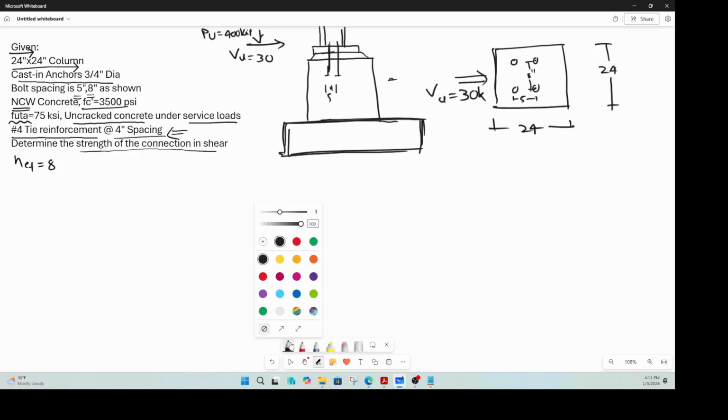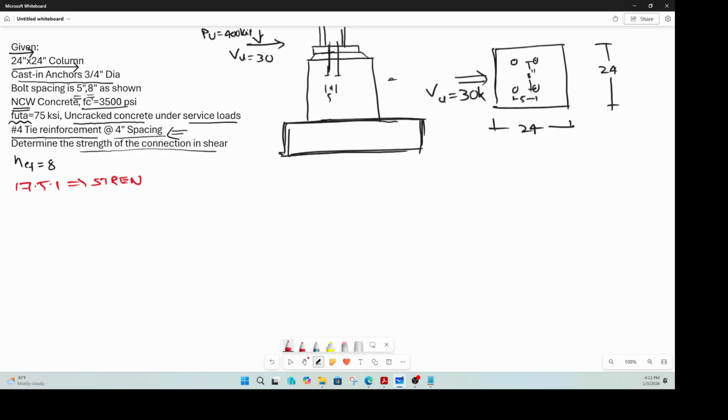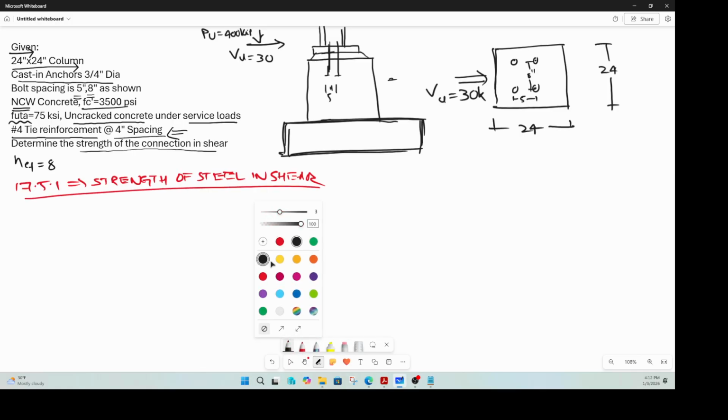So we are here. Let's start with the first limit state, which is 17.5.1, strength of steel in shear. Okay. Let's talk about strength of steel in shear, and then we'll come back.